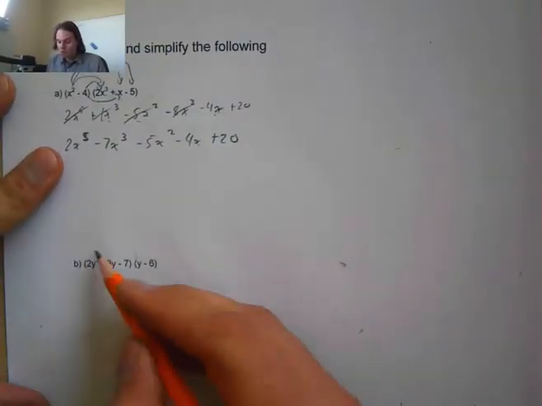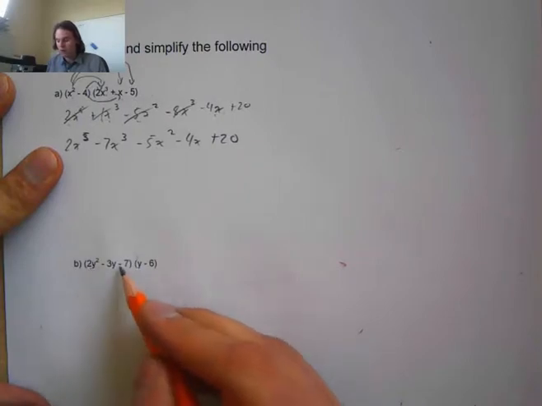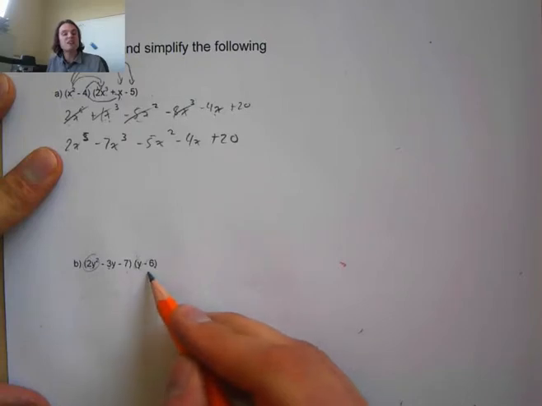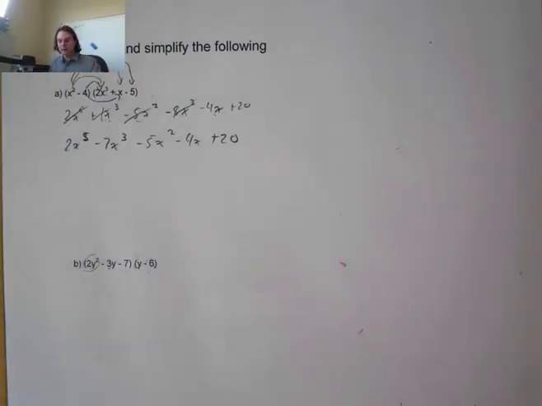Here, we want to multiply this 2y squared by y. So this has to be multiplied by both of these. This guy here has to be multiplied by both of these. And this guy here must be multiplied by both of those. So let's multiply it out.